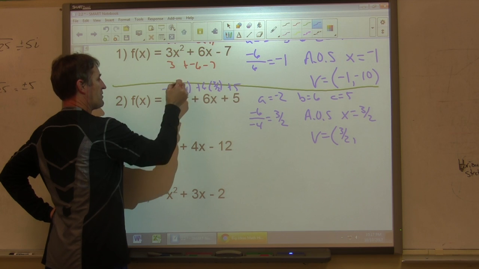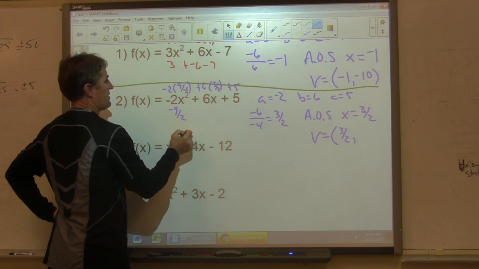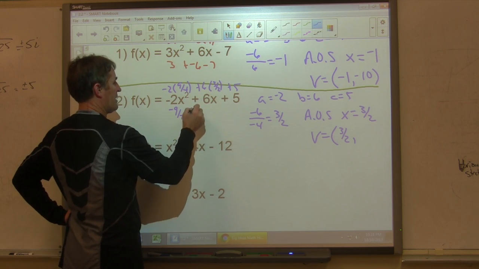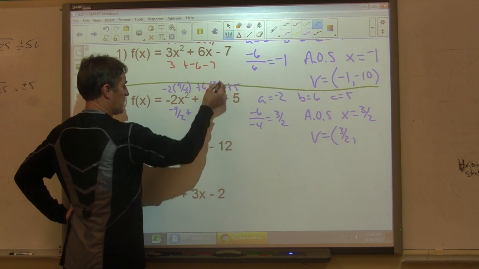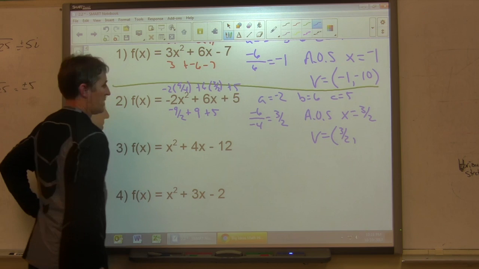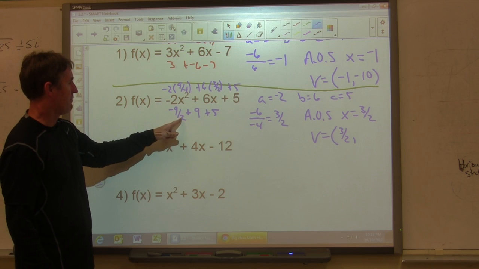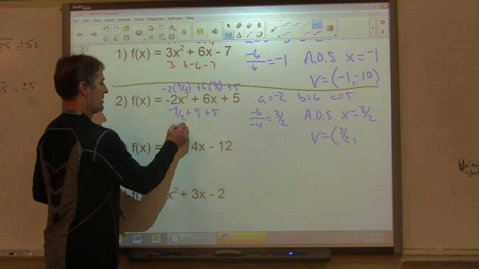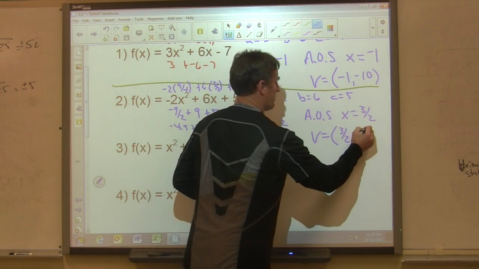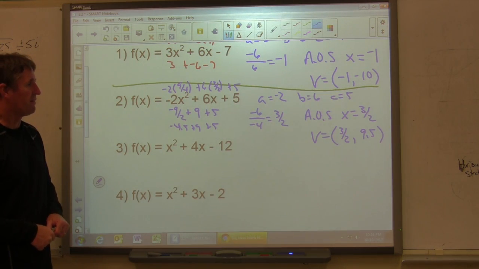You can go -2 times 9. I like to cancel. 2 goes into 4 twice, so that gives me a -9 halves. Plus 6 times 3 is 18 divided by 2 would be 9. Or you can go 2 goes into 6 3 times, and 3 times 3 is 9. Plus 5. And so again, I don't care if you use fractions. This one's pretty easy to do as a decimal. That would be -4.5 plus 9, which would be 4.5, plus 5 would be 9.5. So we have 3 halves and 9.5, and we're done.